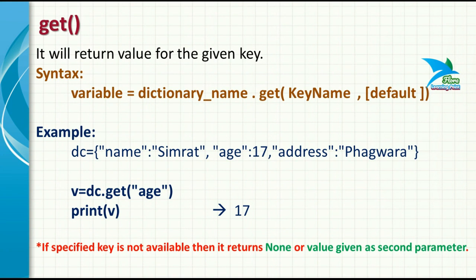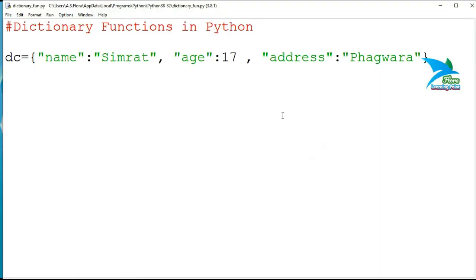Next we have the get function. It will return the value of a given key. So if you want to get the value of a particular key, then you can make use of this function by passing the name of that particular key. Then it will return the value of that specified key. And let's demonstrate how we can make use of this function.